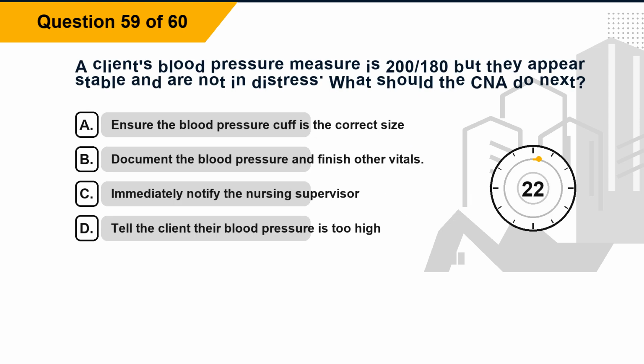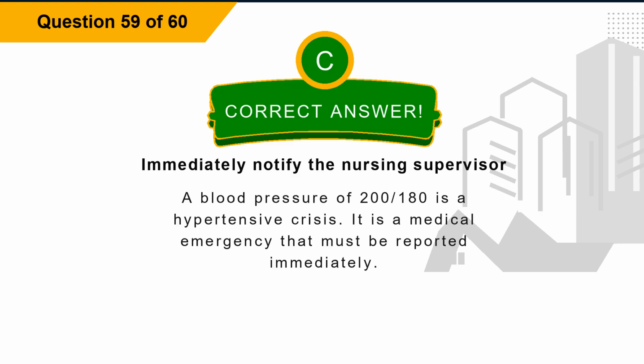Question 59. A client's blood pressure measure is 200/180 but they appear stable and are not in distress. What should the CNA do next? Option A, ensure the blood pressure cuff is the correct size. Option B, document the blood pressure and finish other vitals. Option C, immediately notify the nursing supervisor. Option D, tell the client their blood pressure is too high. The correct answer is option C, immediately notify the nursing supervisor. Explanation: a blood pressure of 200/180 is a hypertensive crisis. It is a medical emergency that must be reported immediately.